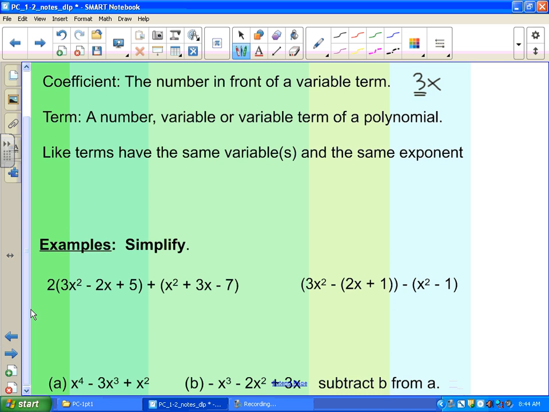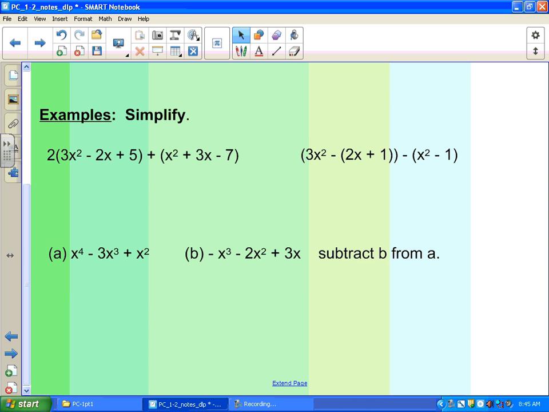All right, a little simplifying. So when we're working with simplifying these expressions, we want to deal with any like terms and put them together. We're going to combine some like terms here. In this first one, we have a little distribution we need to take care of.